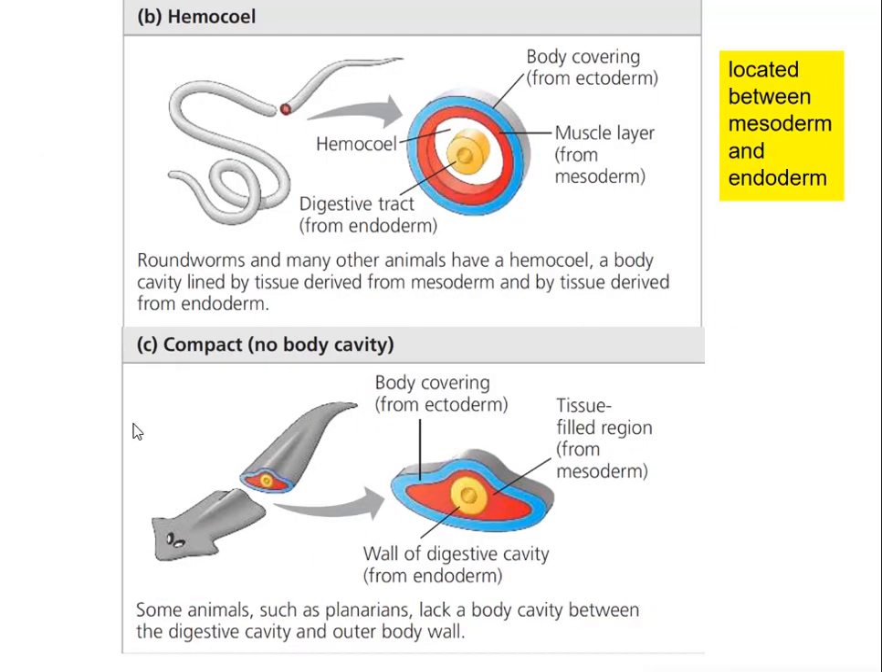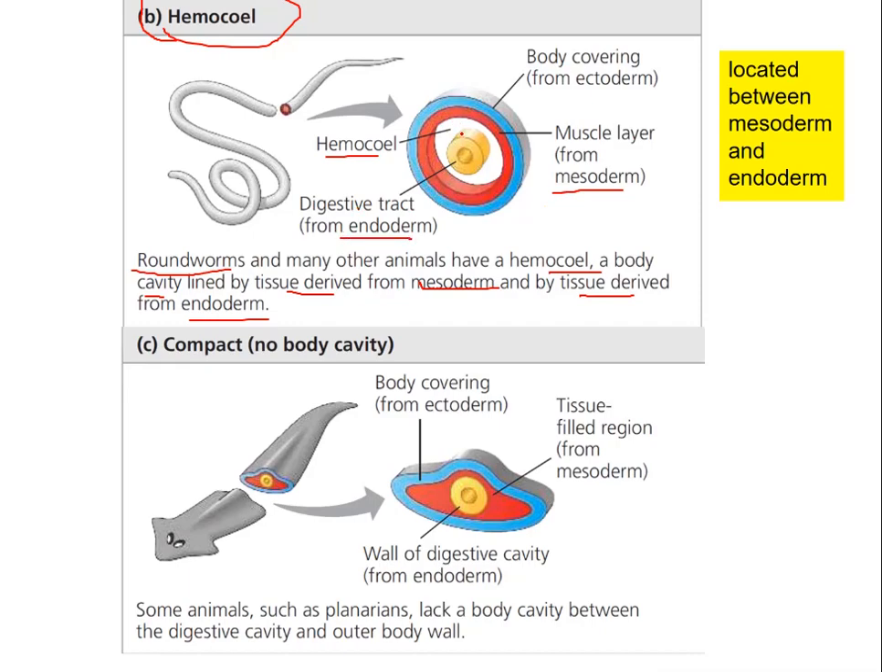Okay, next we look at the hemocoel, the second type of body cavity. So a hemocoel can be found in roundworms, where roundworm falls under the phylum Nematoda. A hemocoel is a body cavity lined by tissue derived from mesoderm and tissue derived from endoderm. You can see the difference between coelom and hemocoel. The hemocoel is located between the mesoderm layer and also the endoderm layer.